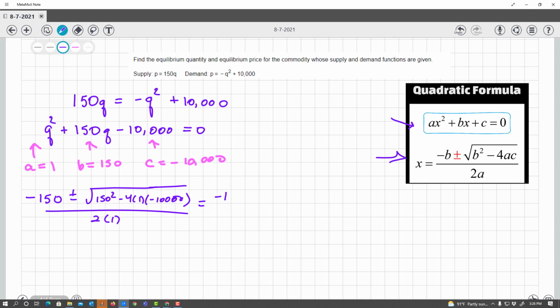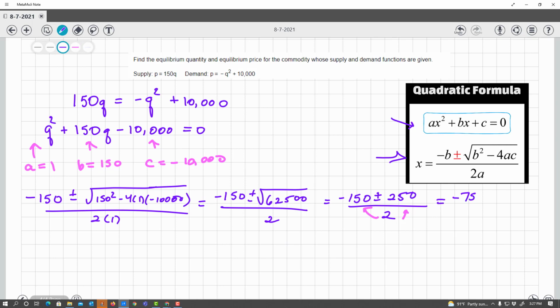I can do a couple of extra steps here. I get 62,500 here. And then I square rooted that, which gives me 250. And if you can divide both of these, you just have to be careful. If both of these will evenly divide by 2, you can do that to make this a little bit nicer, and you get negative 75 plus or minus 125.